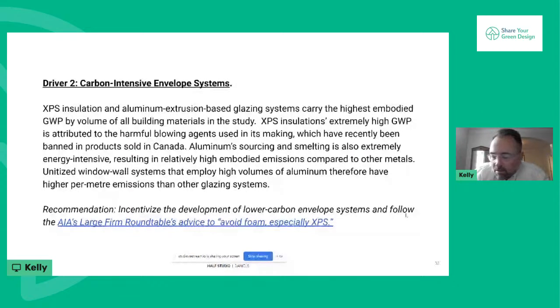You can just imagine how difficult it is to make aluminum. It is also extremely energy intensive, resulting in a relatively high embodied emissions compared to other metals. So my recommendation here was to incentivize the development of lower carbon envelope systems and to follow the AIA's advice to avoid foams. I'll say more on that shortly.